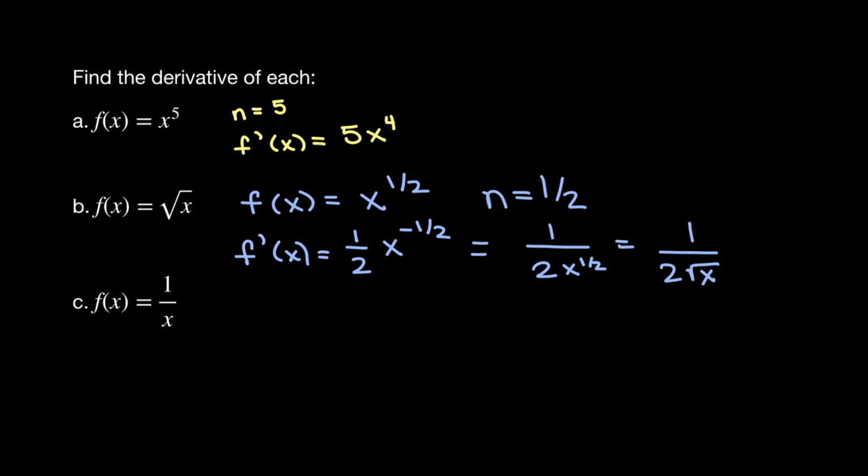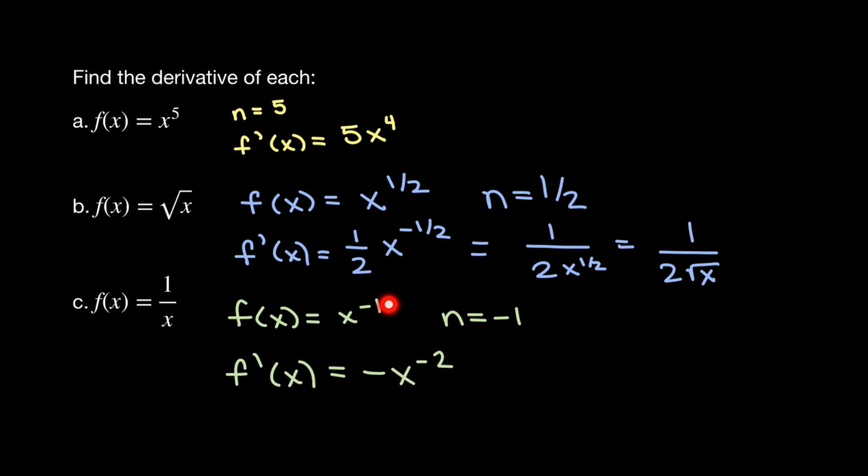All right, one more. If we have the function 1 divided by x, we can rewrite this as x to the negative 1. So the n is negative 1. And now I can use my power rule. I bring down the negative 1. I get negative 1 x to the negative 2. And that negative 2, again, came from taking my n minus 1. So minus 1 is minus 2. And we could write this as negative 1 over x squared. And there's my derivative.